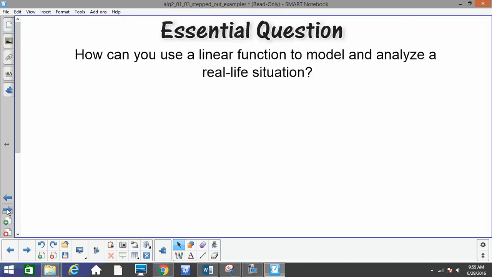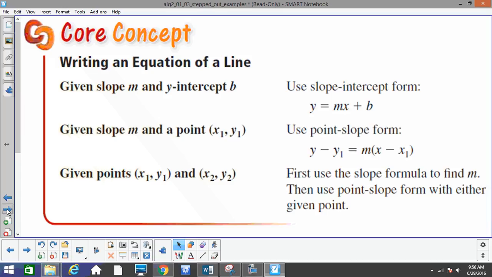All right, so today we're going to be modeling real-life situations using linear functions. It will be fun. So, core concept, you might want to write these down. The slope, intercept, point slope, given 2 points. This is something that I will expect you to know. This is from Algebra 1.